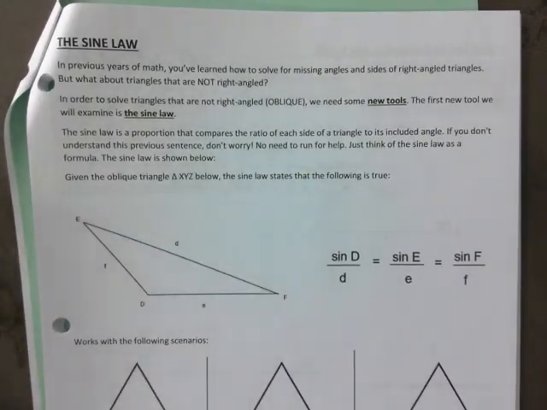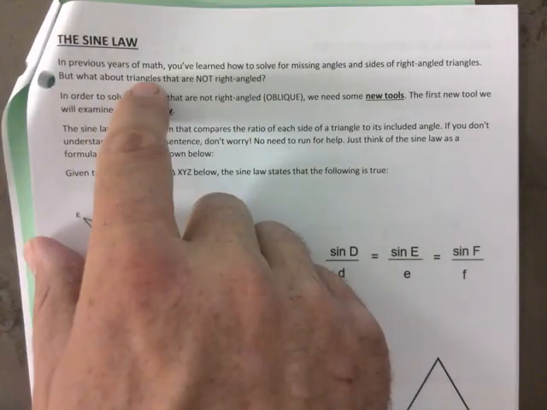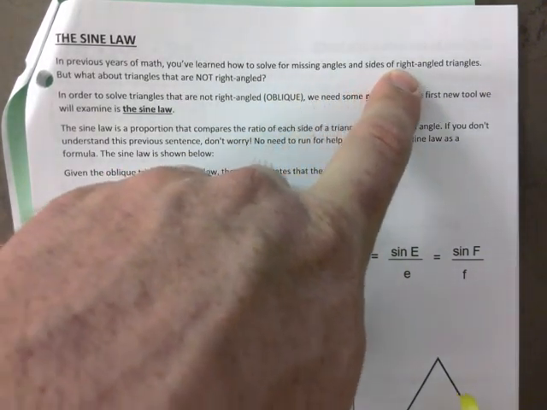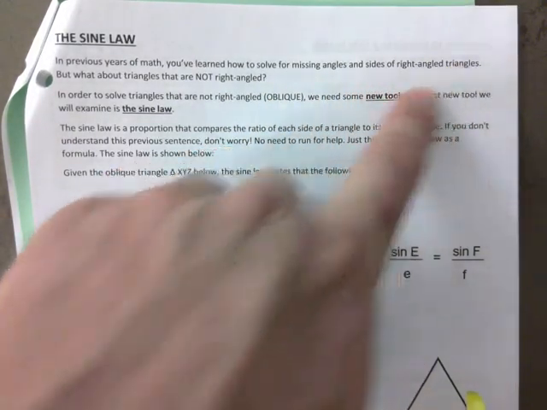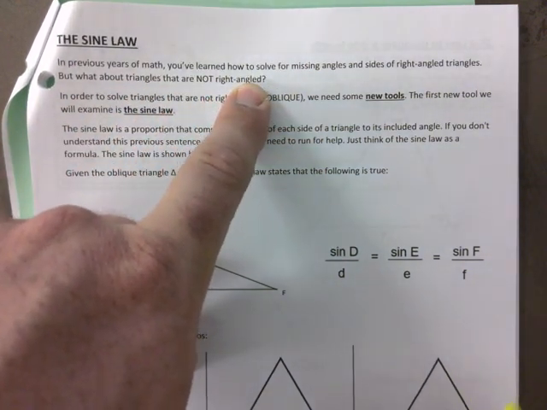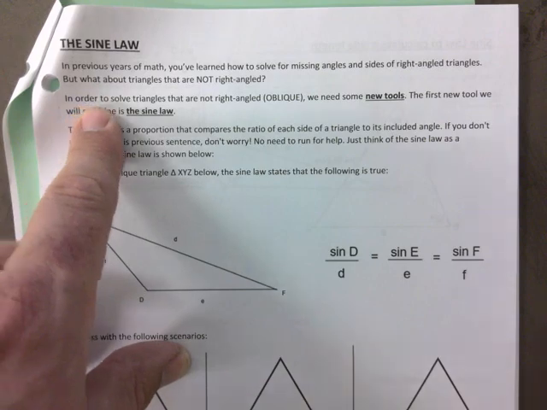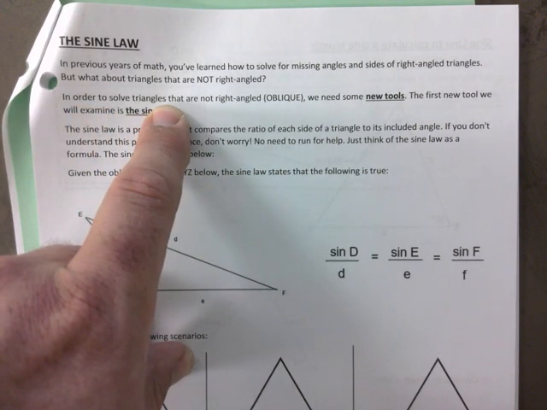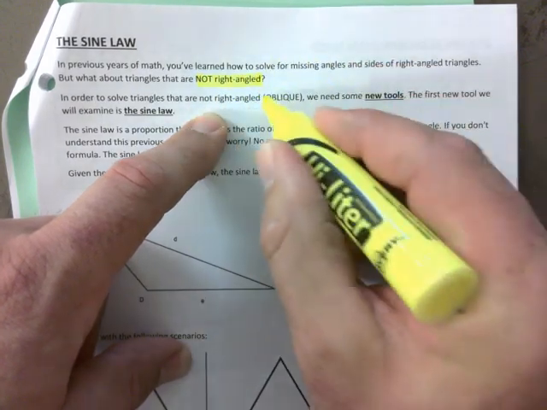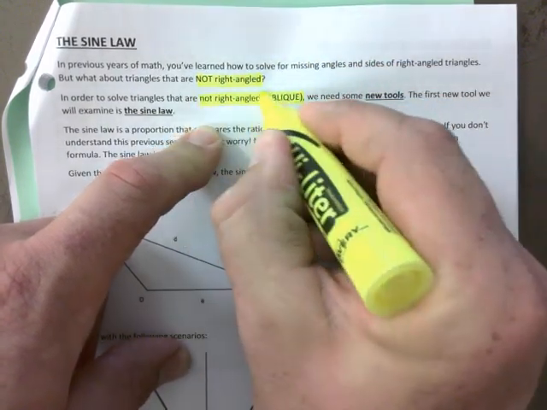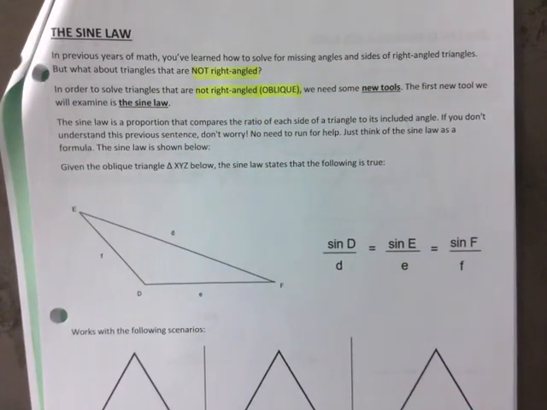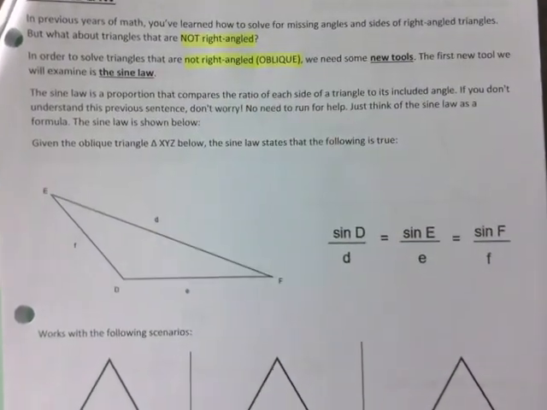In previous years of math, you've learned how to solve for missing angles and sides of right-angled triangles. But what about triangles that are not right-angled? These are called oblique. Not right triangles, we call them oblique. They all fit the category of oblique, not obtuse, oblique.